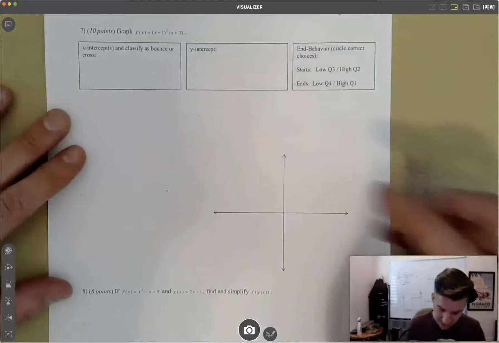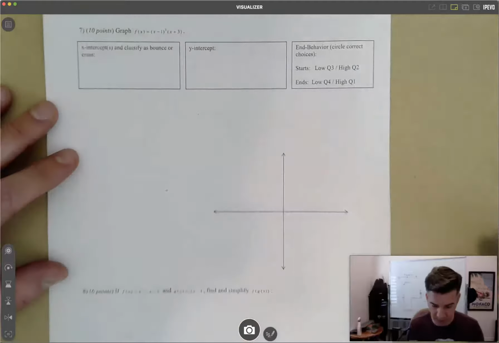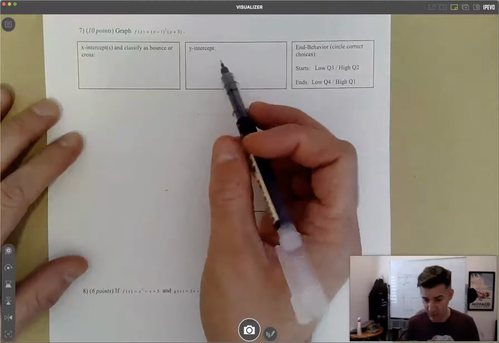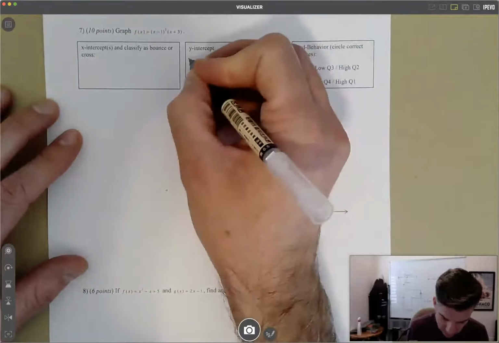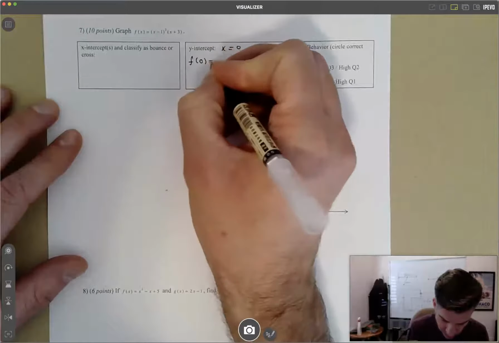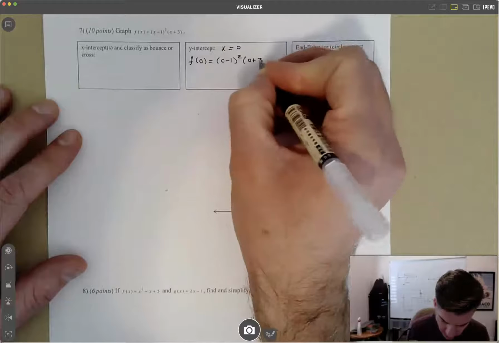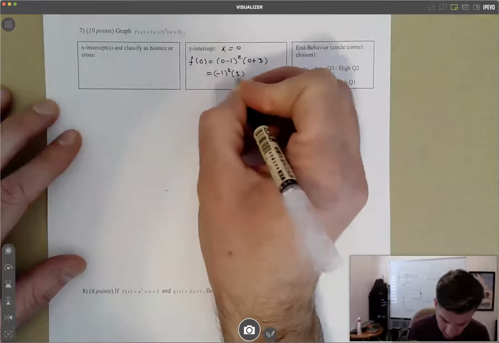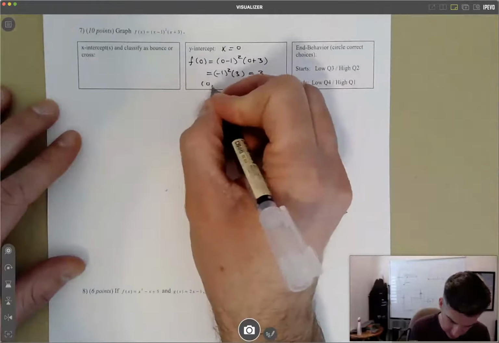All right, so we're going to graph f of x equals (x minus 1) squared times (x plus 3). I would usually start with the y-intercept, just because that's what I usually start with. So for the y-intercept, I set x equal to 0, and we get f of 0 equals (0 minus 1) squared times (0 plus 3), which is negative 1 squared times 3, which is 1 times 3, which is 3. So my y-intercept is (0, 3).